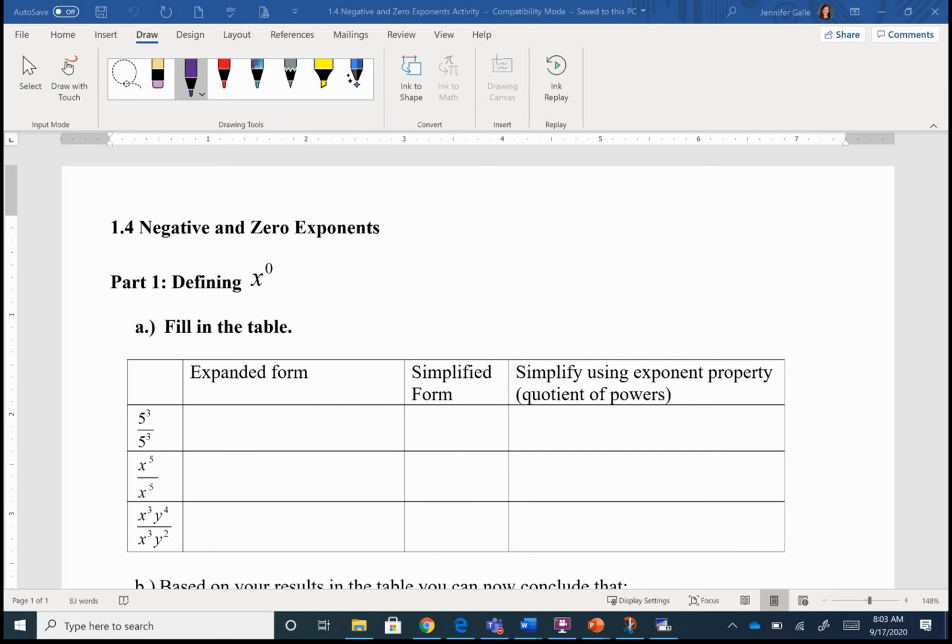It says, part 1, defining x to the 0. As usual, we start with our table. It says expanded form. So I'm going to expand out the top: 5 times 5 times 5. So in your first row right now, you should have a 5 times 5 times 5, and then we have that fraction bar, and we have another 5 times 5 times 5.